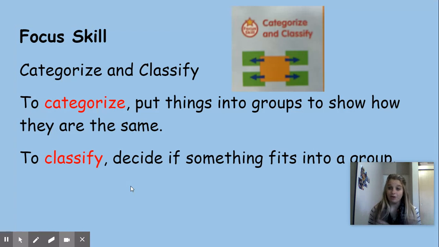So, for example, menus are usually grouped by lunch choices, dinner choices, desserts, and drinks. Maybe you sort your clothes by your school outfits and your play outfits. And then toys can also be grouped and labeled for certain age appropriate categories to help keep children safe.